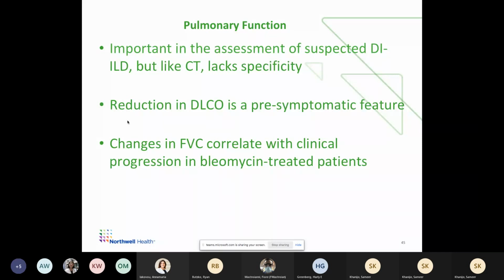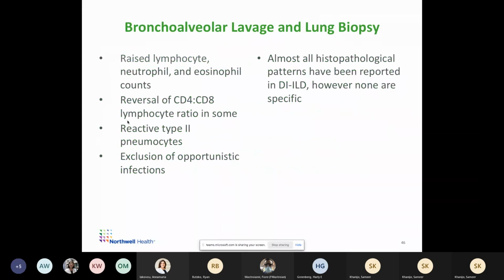But in people where you start to see reduction in lung volumes or a reduction in DLCO, as you stop the medications, give them steroids, if that's what you decide, you can start to follow their PFTs and see if you have improvement. BAL and lung biopsy are also sort of discussed in both the textbook and some of the articles. It's again non-specific, but really important in exclusion of other things.